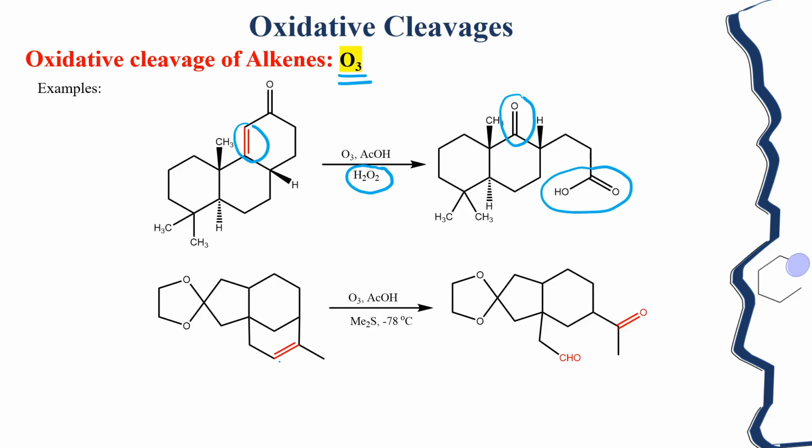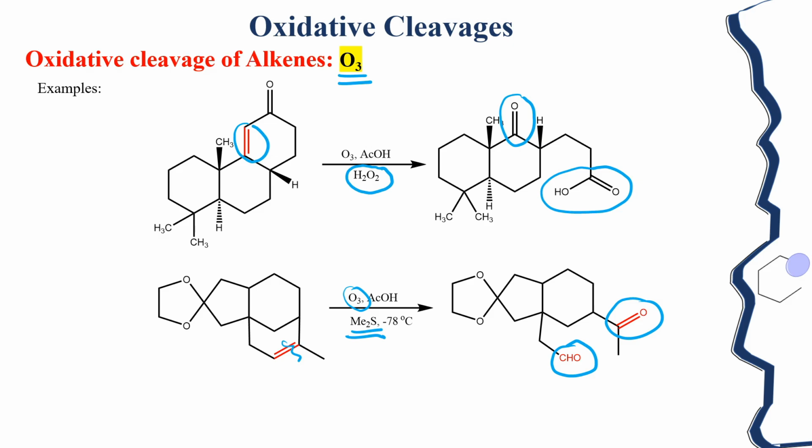Similarly, for this particular reaction you can find that in the presence of O3 it will also form molozonide, then ozonide. After that you can see the reductive workup is being done, that is, dimethyl sulfide has been used. That means it will form a carbonyl compound. Like here it will form a ketone, and here it will form an acetaldehyde, an aldehyde.